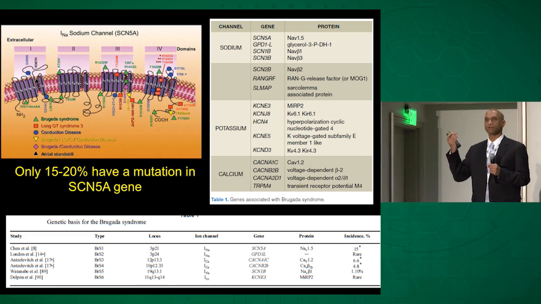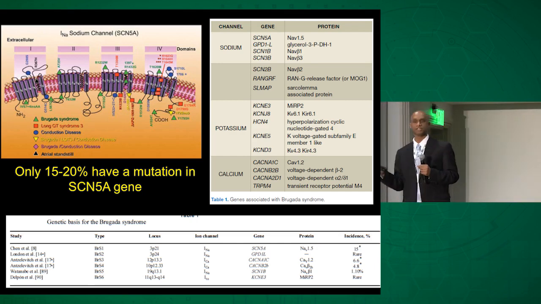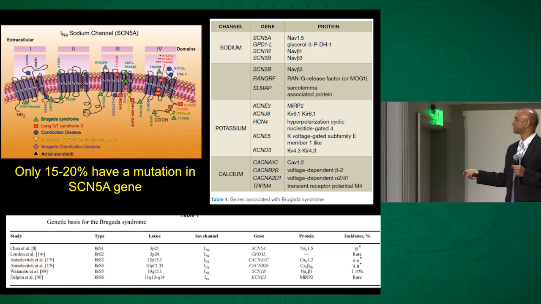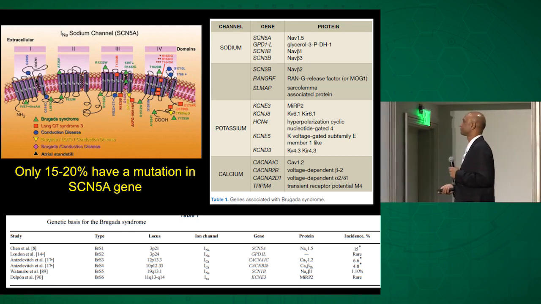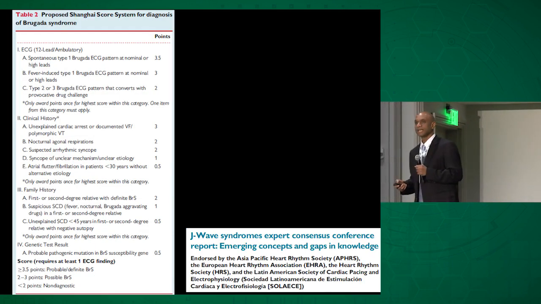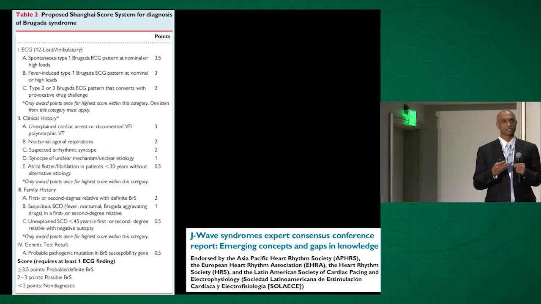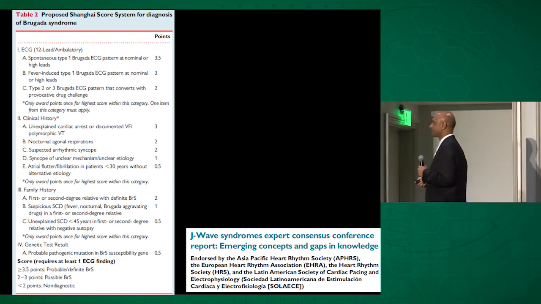Long QT syndrome, it's a loss of function of sodium channel mutation here. In long QT syndrome, a gain of function of sodium channel causes the prolonged QT, whereas a loss of function of sodium channel gene results in Brugada syndrome. A scoring system similar to the long QT syndrome has also been proposed for Brugada, but it is not yet used clinically very often.